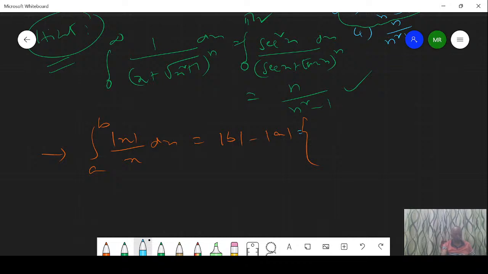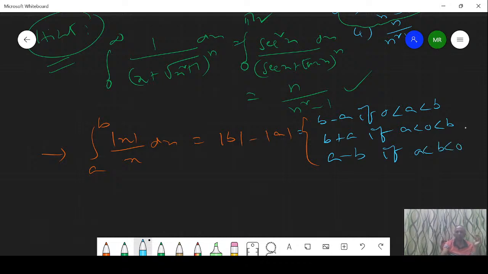So the answer is mod b minus mod a, depending on the conditions. The first answer is b minus a if 0 less than a less than b, when both are positive. The answer is b plus a if a less than 0 less than b. And a minus b if a less than b less than 0. You remember, two cases we have done. I have not done this case, so these are the answers you will get.